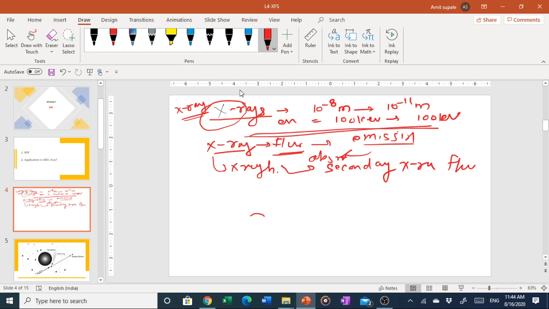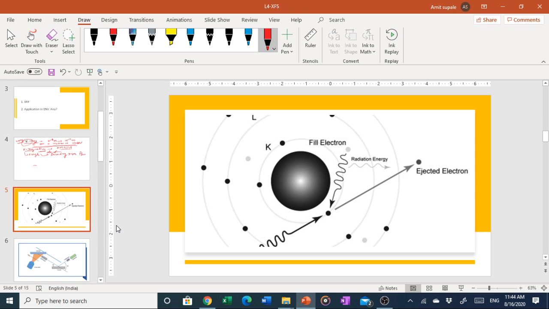If we observe this particular diagram, this one is the nucleus and these are the K shell, L shell, then M shell, and these are the electrons. Okay, these are in the K shell, these are in the L shell. Since very high energetic incident X-rays are used, they penetrate through the shells towards the K shell electrons.